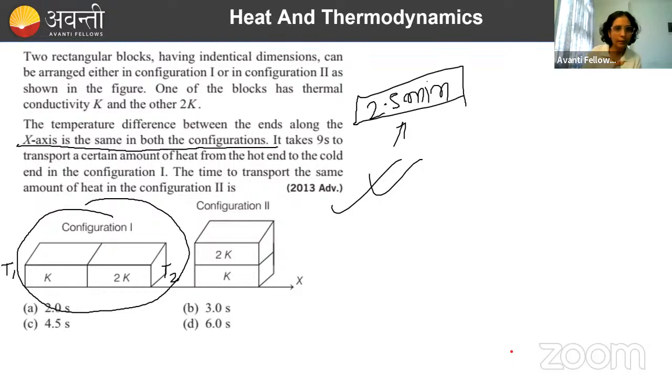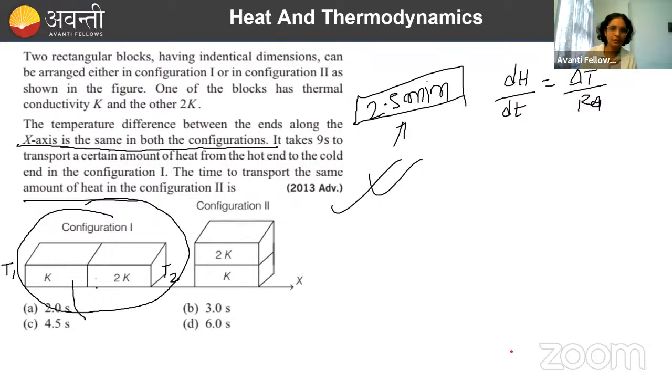It takes 9 seconds to transport a certain amount of heat from the hot end to the cold end in configuration 1. The time to transport the same amount of heat in configuration 2? So the amount of heat transported is the same in both cases, but in the first case it is taking 9 seconds. So in the second case, how much time will it take? Now dH by dt will be written as what? Delta T by R equivalent. So just calculate R equivalent in each case.